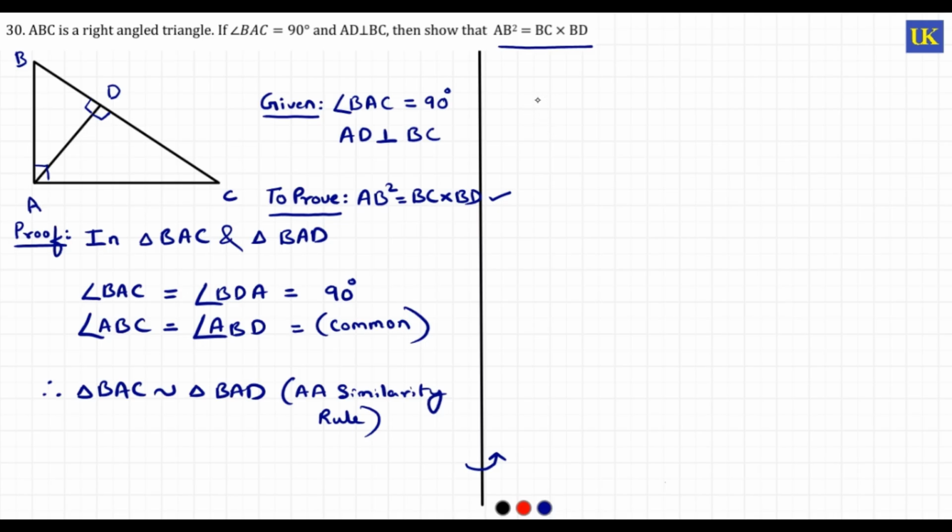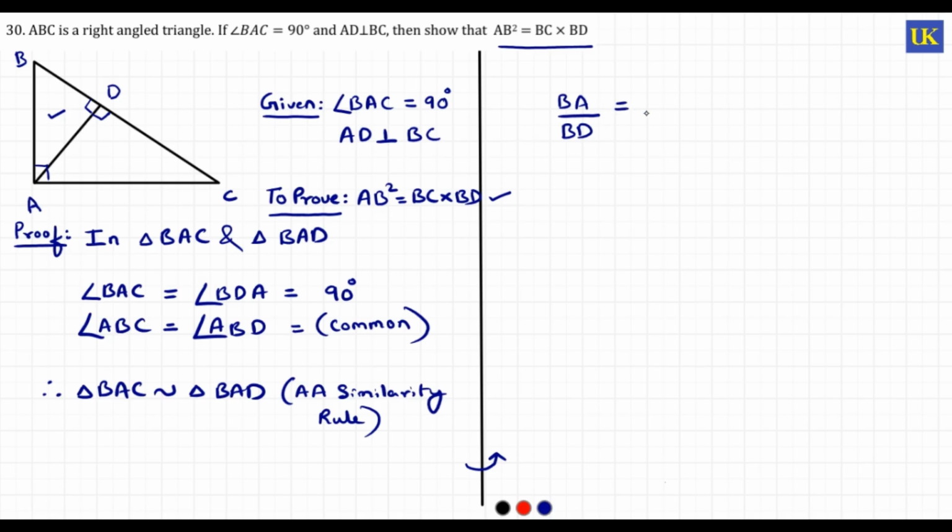So I can write them in the form of similarity. I can write BA upon BD. Okay, so BA is one side of the bigger triangle upon BD, which is another one side of this small triangle. So the main triangle and this small triangle we will compare and match and write the sides.